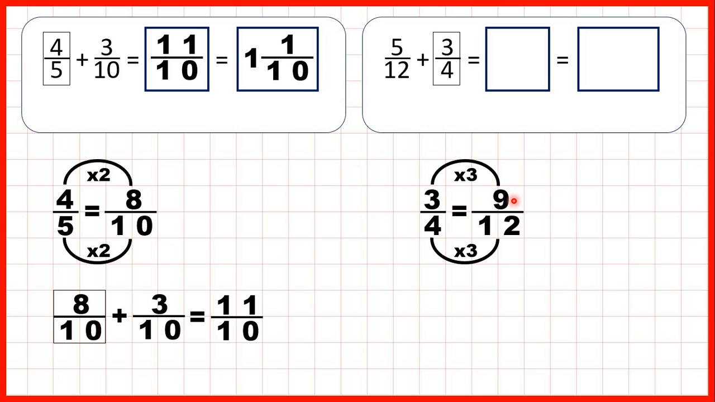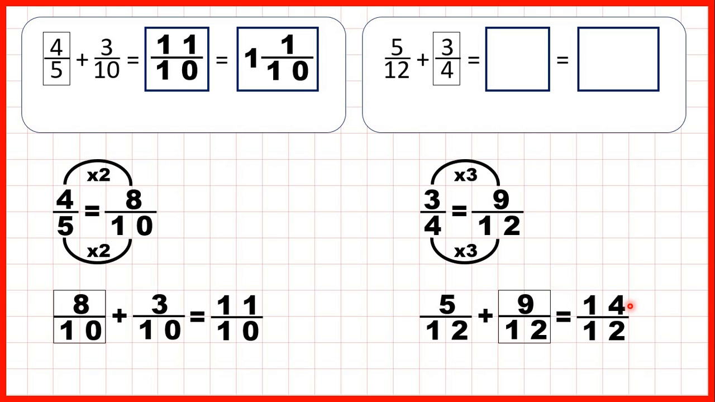So now we can rewrite our question. The 5/12 stays the same, but instead of adding 3/4, we can add 9/12, because we've seen that that's equivalent to 3/4. But now we have a common denominator. So that stays the same in our answer, and 5 plus 9 is 14. So as an improper fraction, our answer is 14/12.